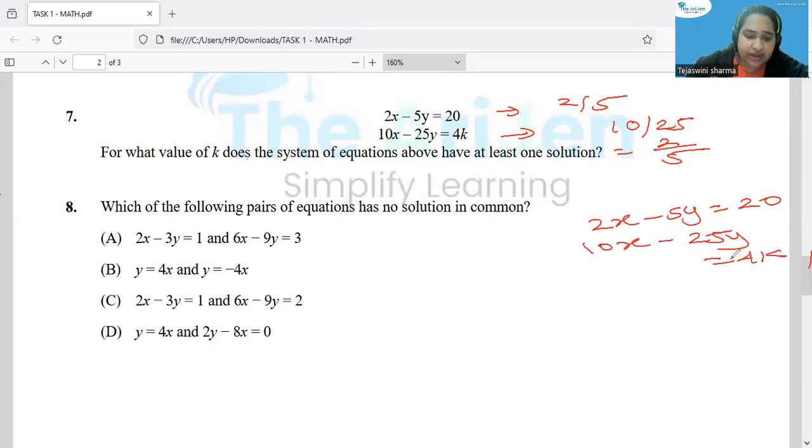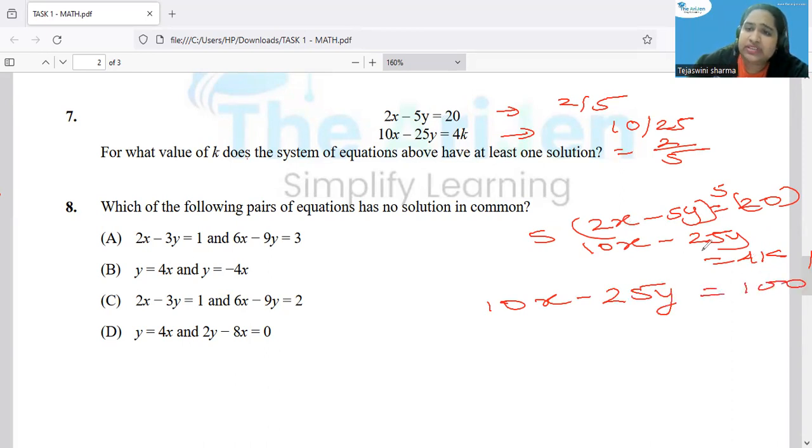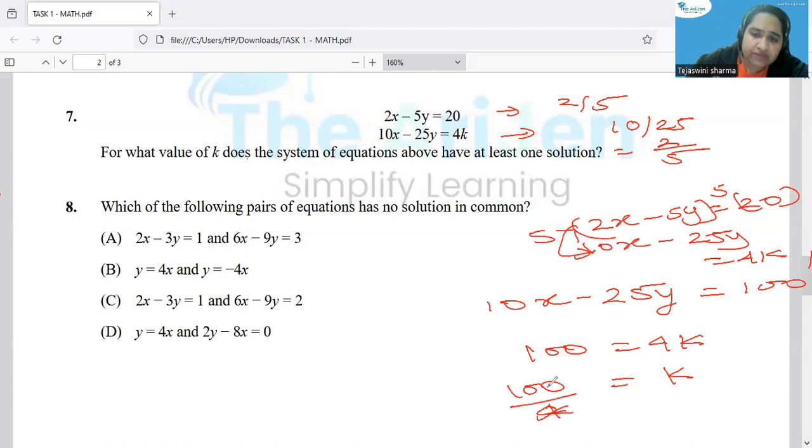So I write 2x minus 5y equals 20, and the equation 10x minus 25y equals 4k. When you convert the first equation by multiplying throughout by 5 on the right and left side, you will get 10x minus 25y equals 100. And since the left side of both equations is equal, you can simply put 100 equals 4k, and to find the value of k, you can simply divide 100 by 4, which is 25. So the value of k in this equation is 25.